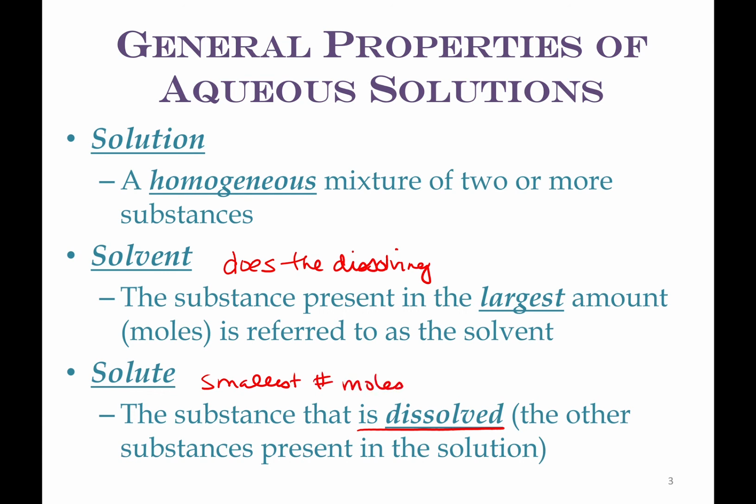A lot of times these are really obvious, especially when we're talking about aqueous solutions. But when we start talking about maybe an alloy, which is a solution of two metals, so maybe mercury is dissolved in lead or something like that, or you have copper and zinc. These are common alloys that we have. In those cases it gets a little bit more tricky, and we want to use the term that says it's the largest number of moles or the smallest number of moles.